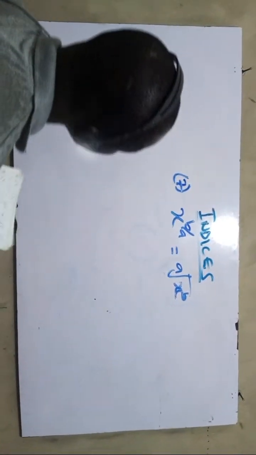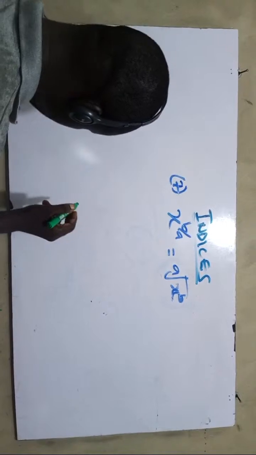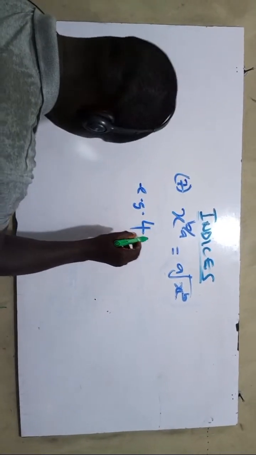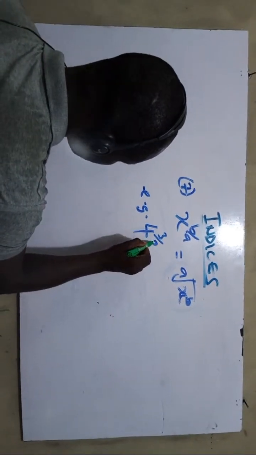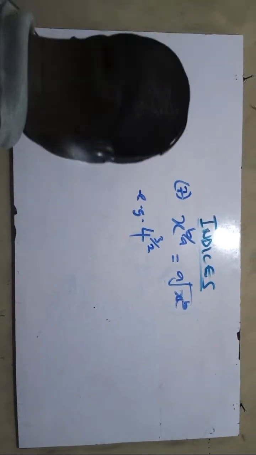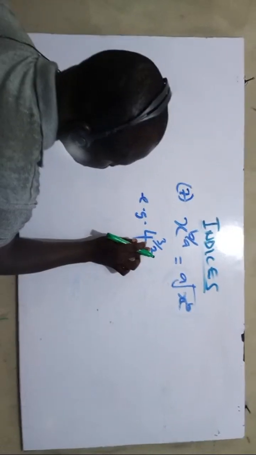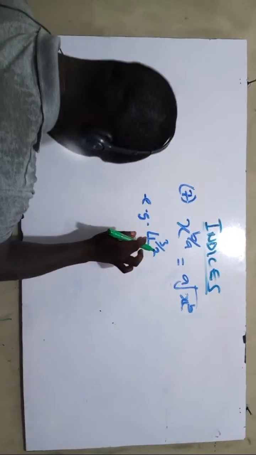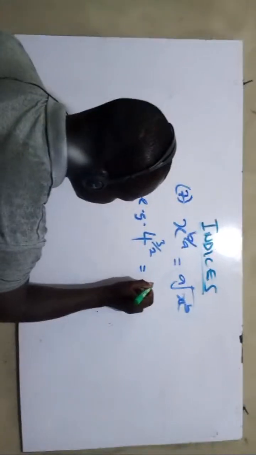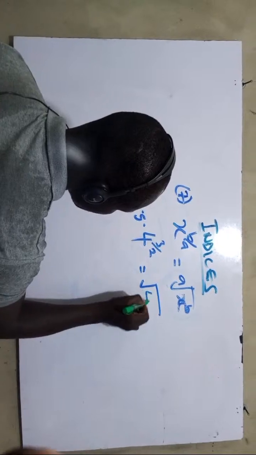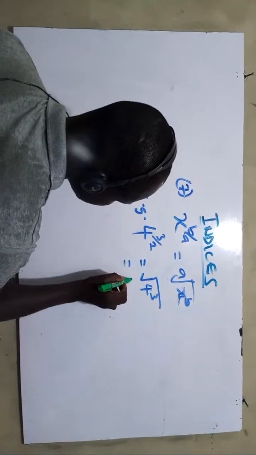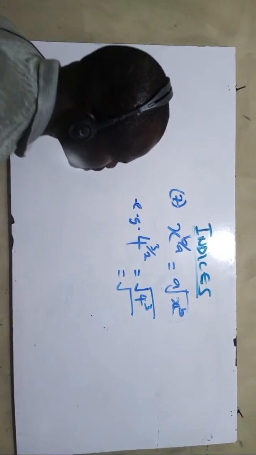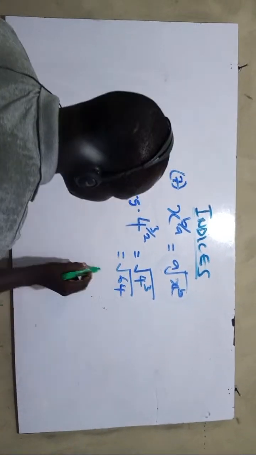So like this seventh law, for instance, if you have something like 4 raised to power 3 over 2. In this case, we know that this 2 there is talking about square root, then everything raised to power 3. That is the same thing as saying the square root of 4 raised to power 3. And what is 4 raised to power 3? 4 times 4 times 4, that will be 64. Then what is the square root of 64?